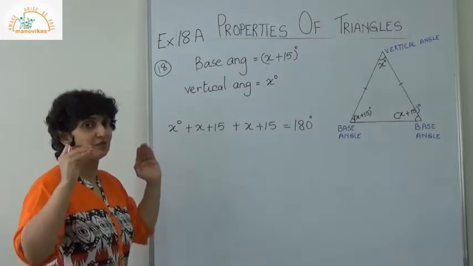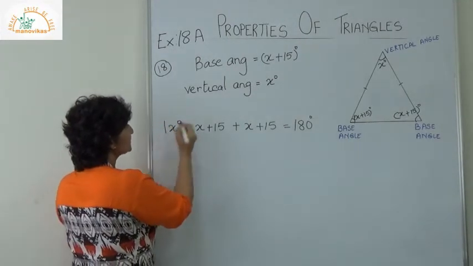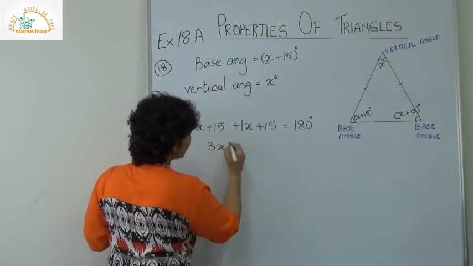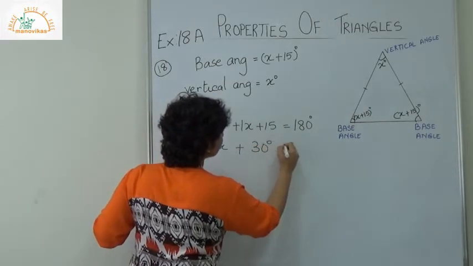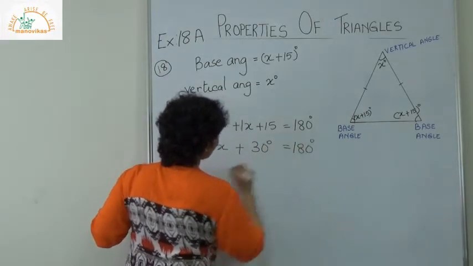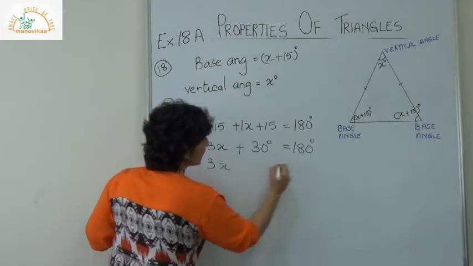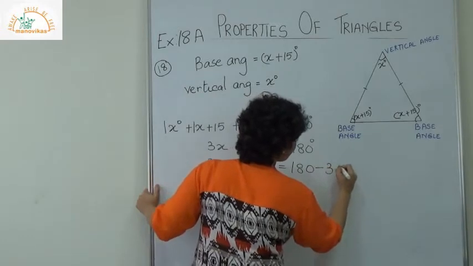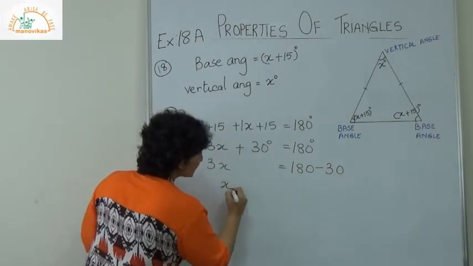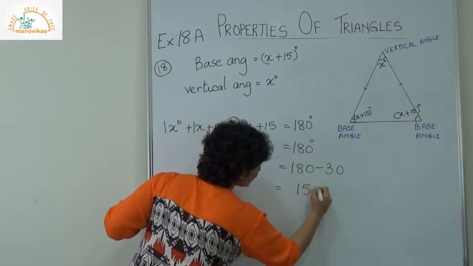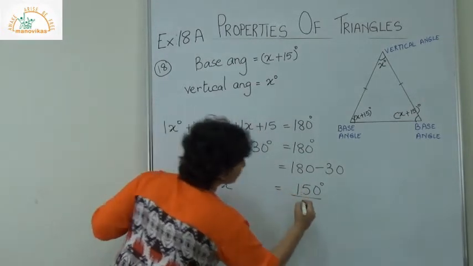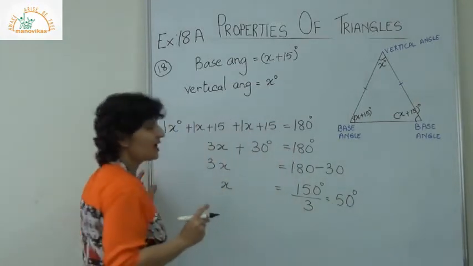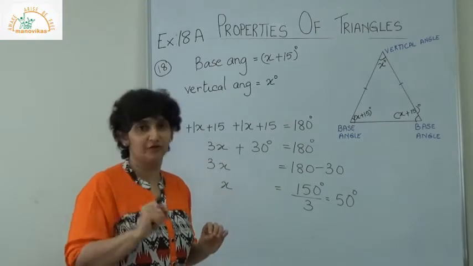What is your reason? Sum of the angles of a triangle. So 1x plus 1x plus 1x would give me 3x, plus 15 plus 15 will give me 30 degrees, is equal to 180 degrees. So 3x is equal to 180 minus 30, when I take that side. So x is going to give me 150 degrees upon 3. So what do I get, children? 3 5s are 15 and 0. X is equal to 50.